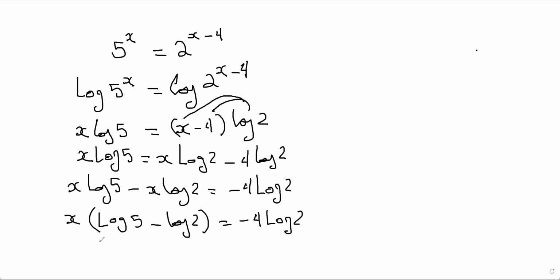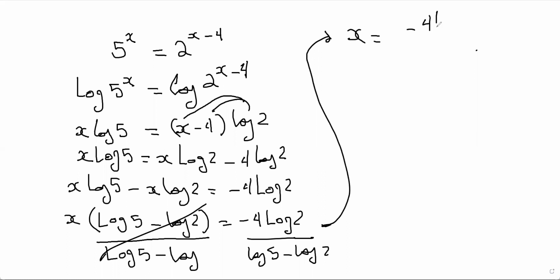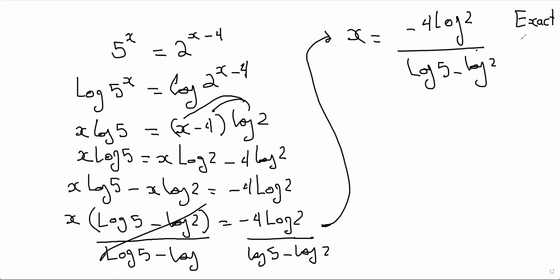And the next step is to divide both sides by log 5 minus log 2 to isolate the x. Log 5 minus log 2. That will cancel, and therefore here we'll have x equals negative 4 log 2 all over log 5 minus log 2. And this is what we call the exact answer, not in decimals.